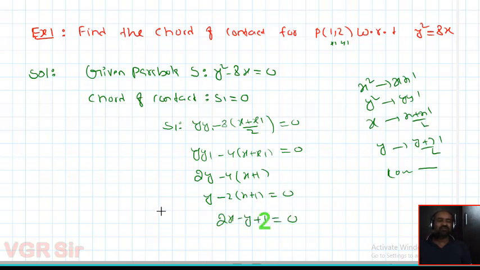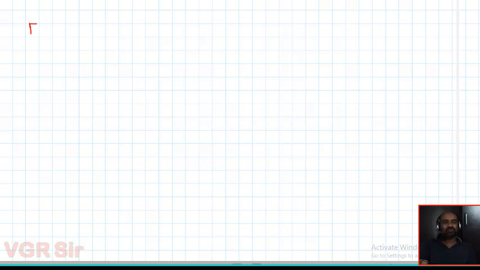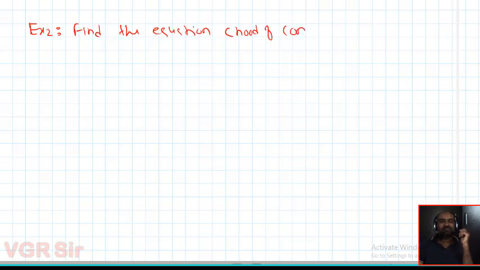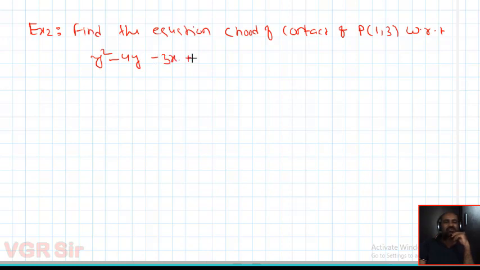This is the equation of the chord of contact. Next example, example 2. Find the equation of the chord of contact of the point (1, 3) with respect to y square minus 4y minus 3x plus 2 equal to 0.